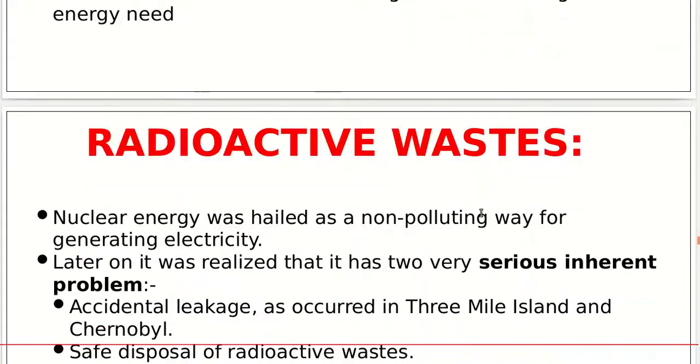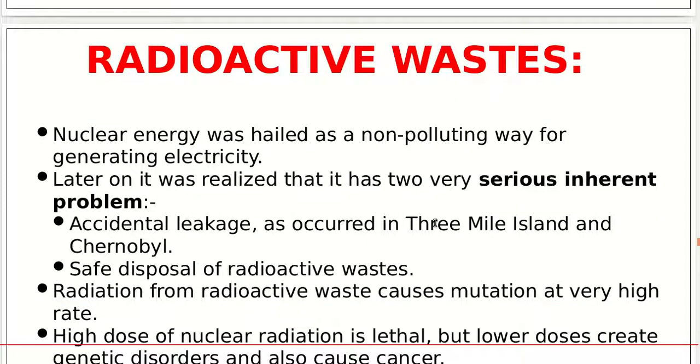So the radioactive waste, how do we dispose of this waste? You know about the half-life period of most radioactive materials. They emit radiation before they get reduced to half of their quantity. Nuclear energy was initially hailed as a non-polluting way of generating electricity. Later on, the serious problem was realized when there was an accidental leakage which occurred at Three Mile Island and Chernobyl in Russia. Even recently, at Fukushima in Japan, they had this radiation leakage.